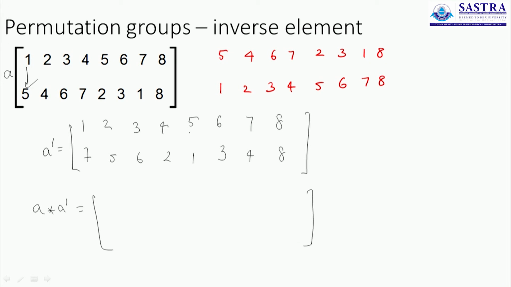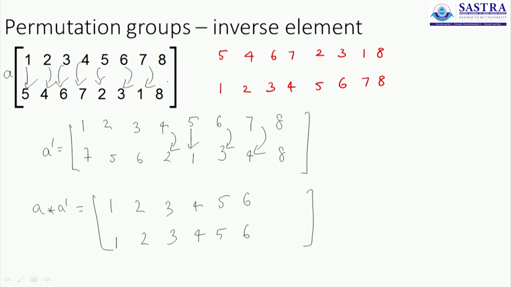1 to 5, 5 to 1, so 1 is 1. 2 to 4, 4 to 2, so 2 is 2. 3 to 6, 6 to 3, so 3 is 3 again. 4 to 7, 7 to 4, so 4 is 4 again. 5 to 2, 2 to 5, so 5 is 5. 6 to 3, 3 to 6, so 6 is 6. 7 to 1, 1 to 7, so 7 is 7. 8 is unchanged in both answers, so 8 is 8. So you once again got back the identity element.